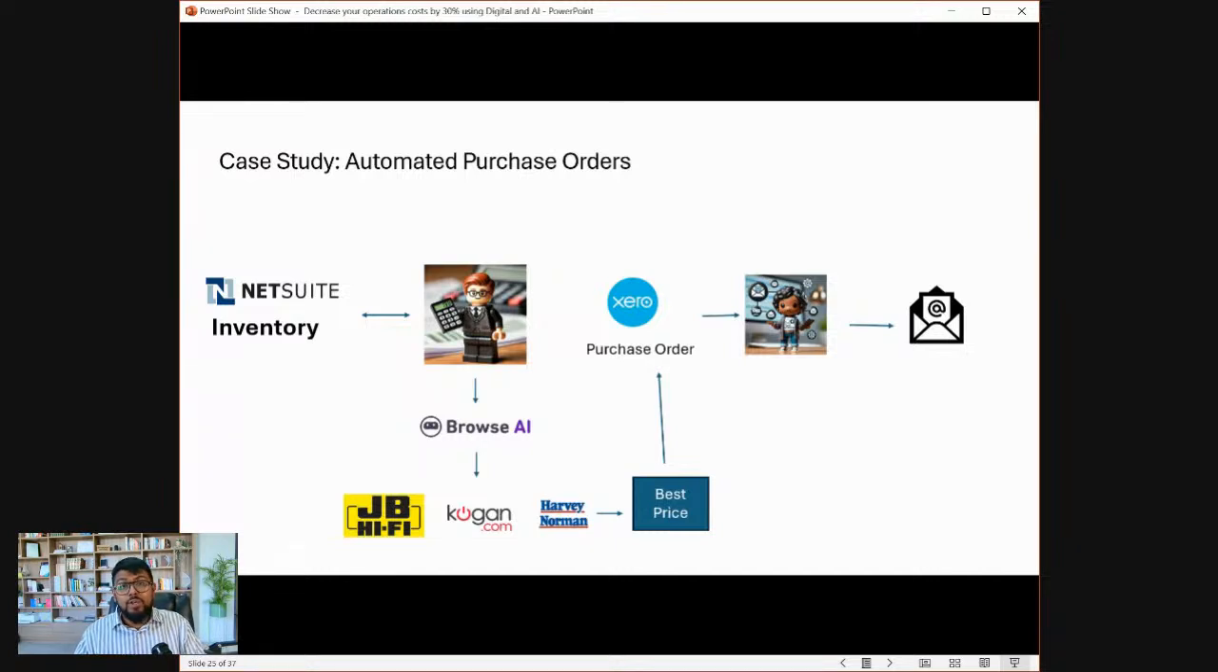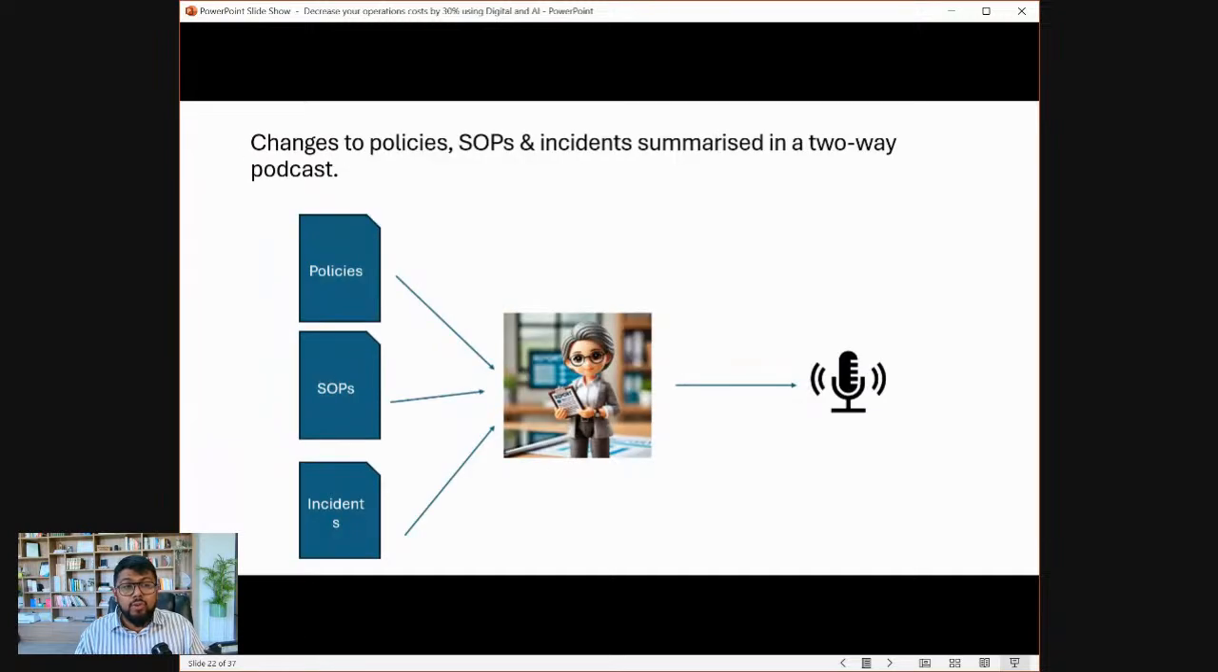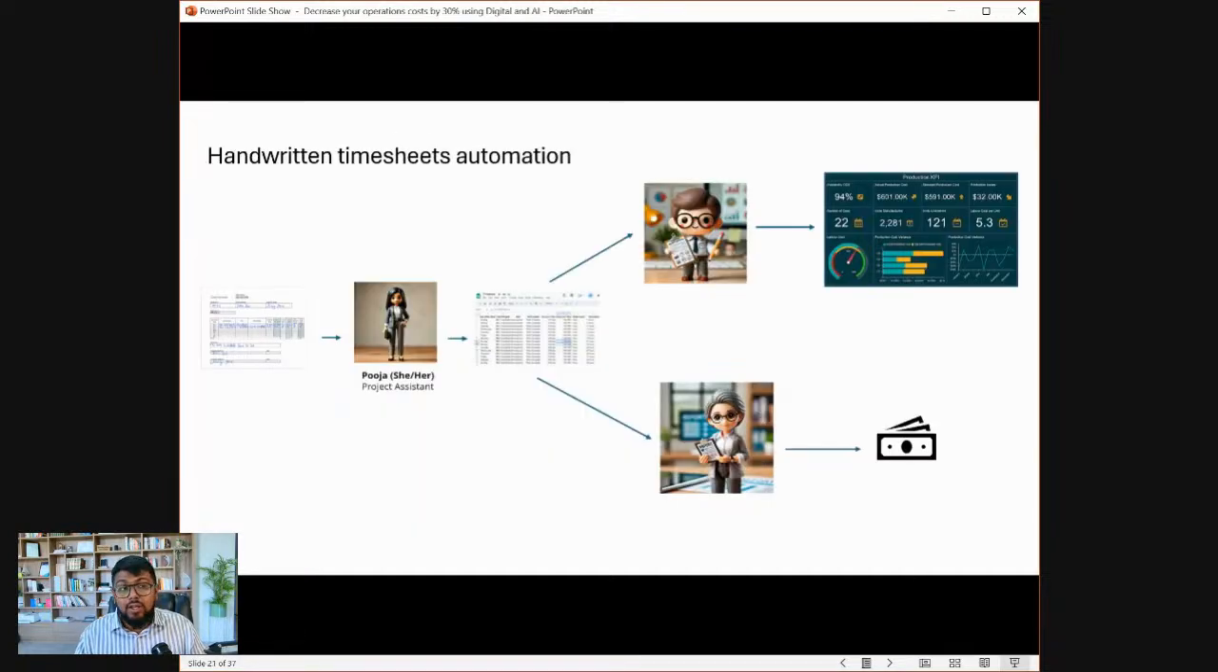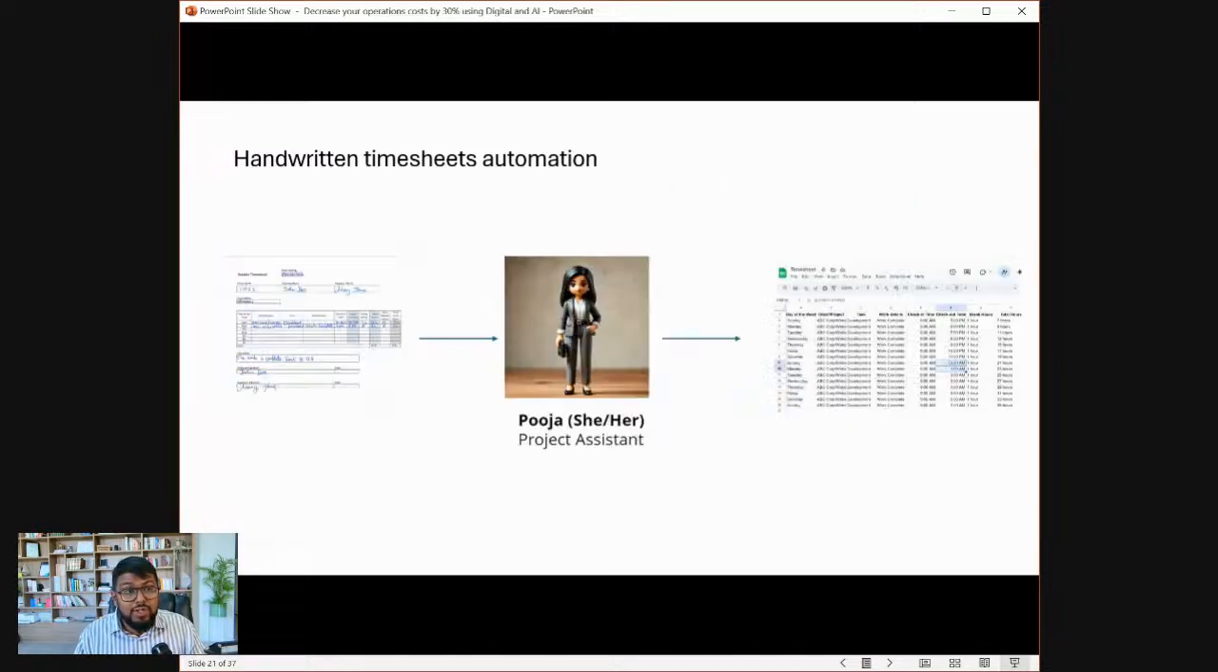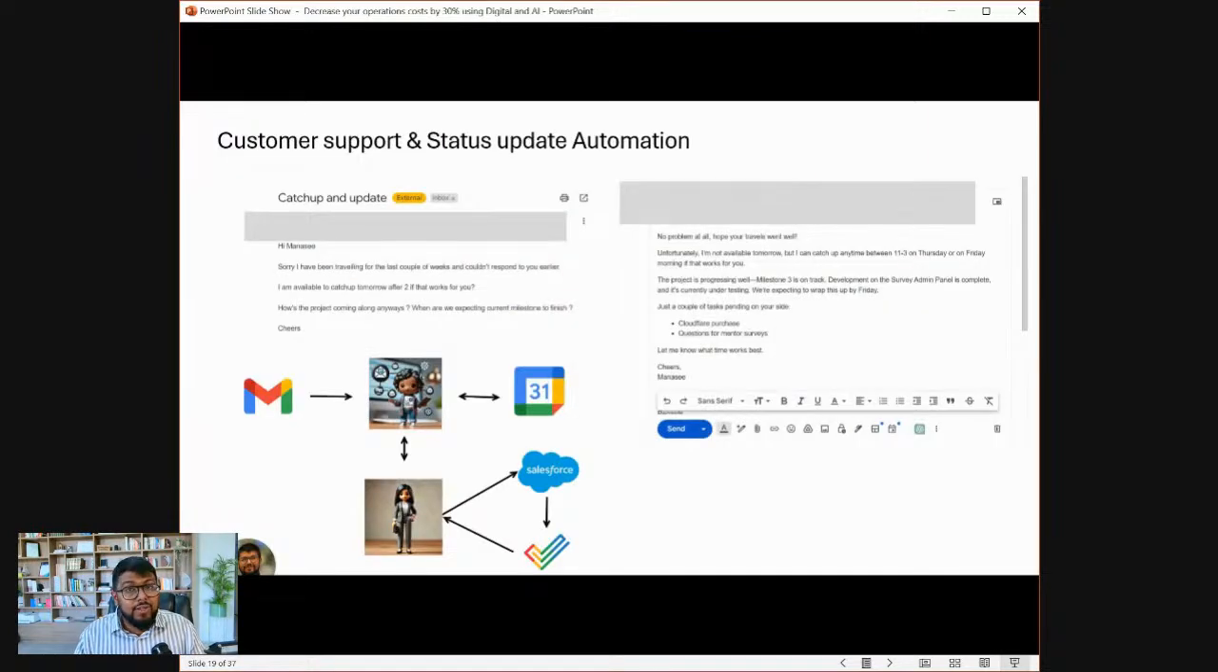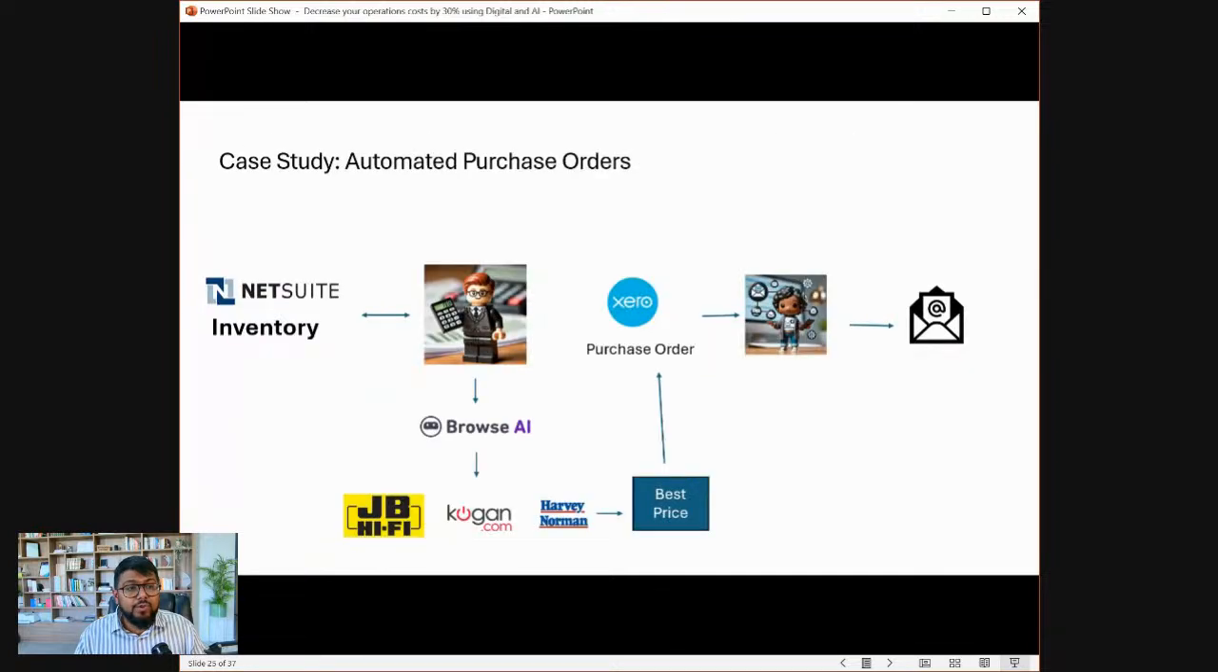Now, again, there are multiple use cases of how you can implement it in your organization. And as I said, not every case study or use case would be relevant to your organization, but this just opens up the different types of things that you can think about. So you can look at your purchase orders, job allocation, training your staff on your policies and SOPs, making it easier for them to access them, converting handwritten timesheets into fully polished dashboards, or automating your emails. But it doesn't stop over here as well.